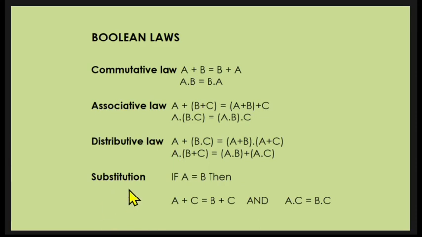Substitution law. If A is equal to B, then in this expression A plus C is equal to B plus C. That means B has replaced A here. Similarly, in AND operation also, A dot C will be equal to B dot C then.